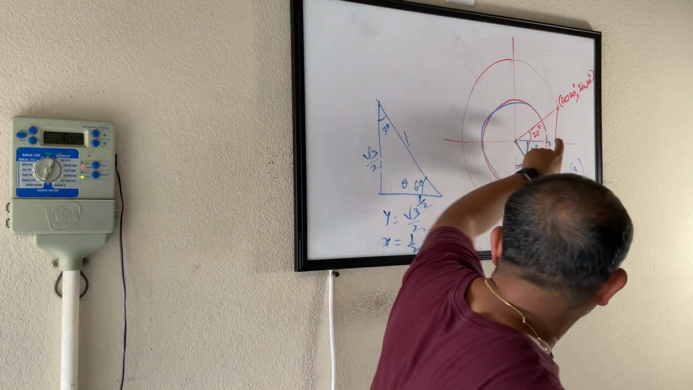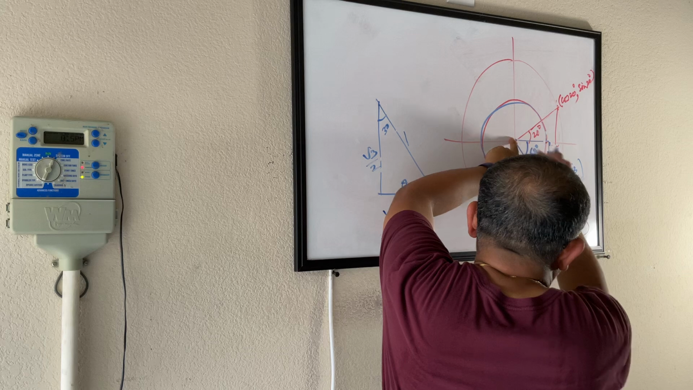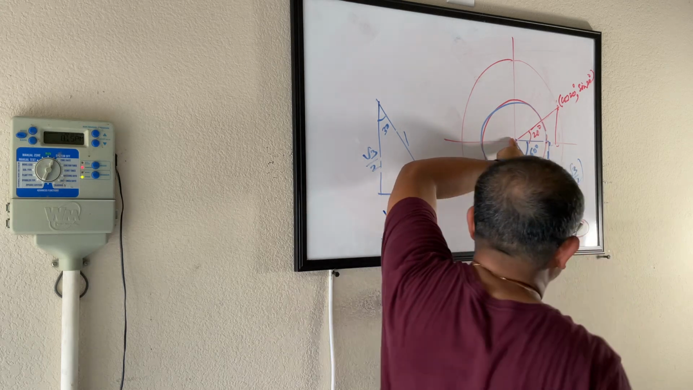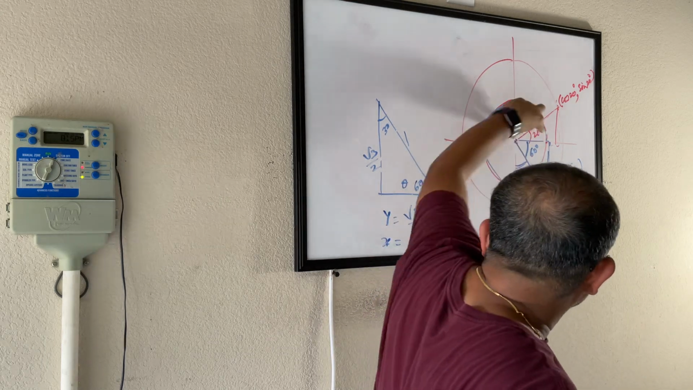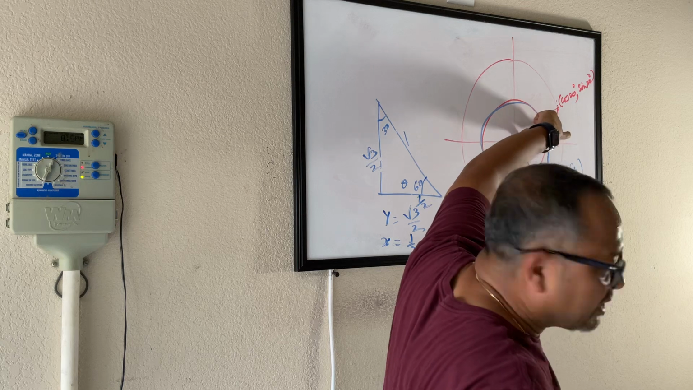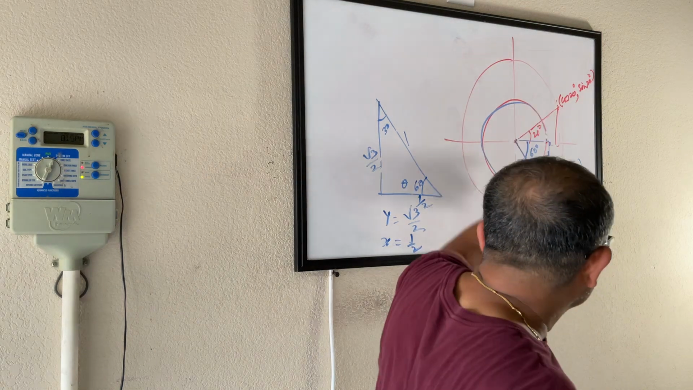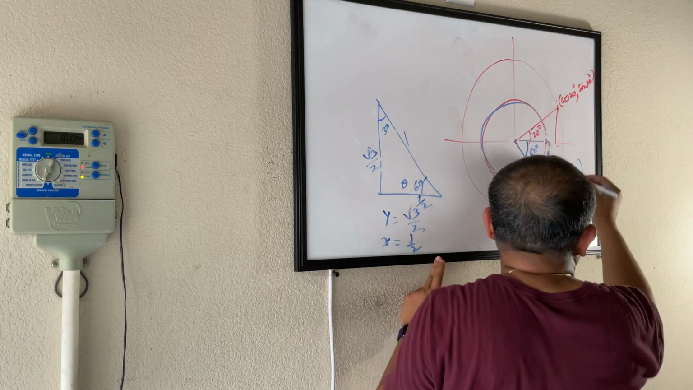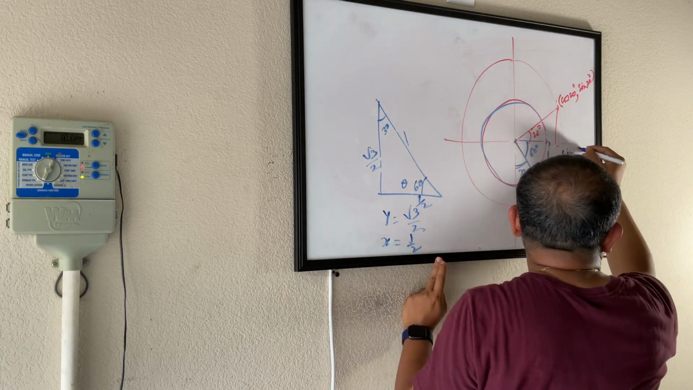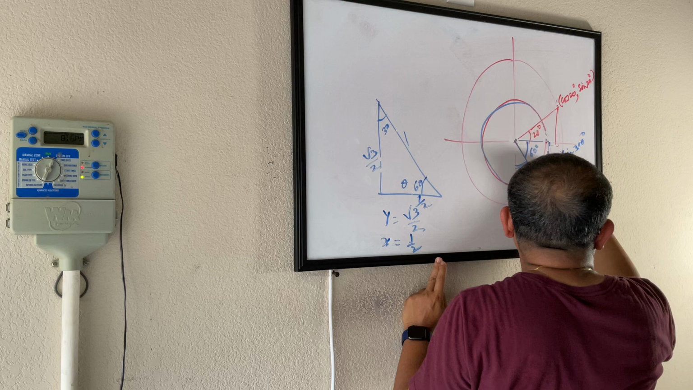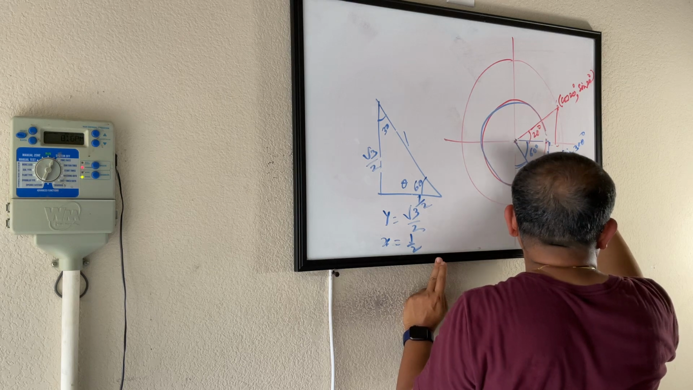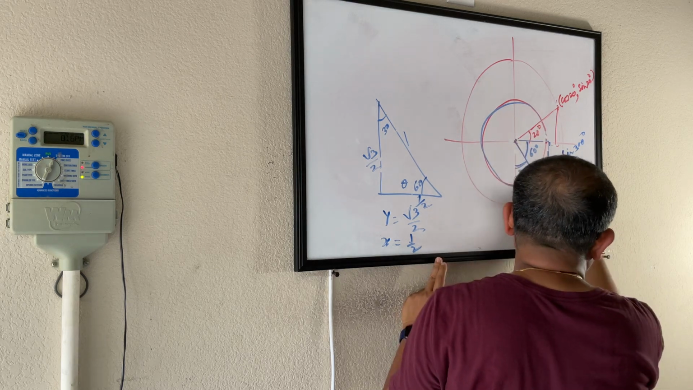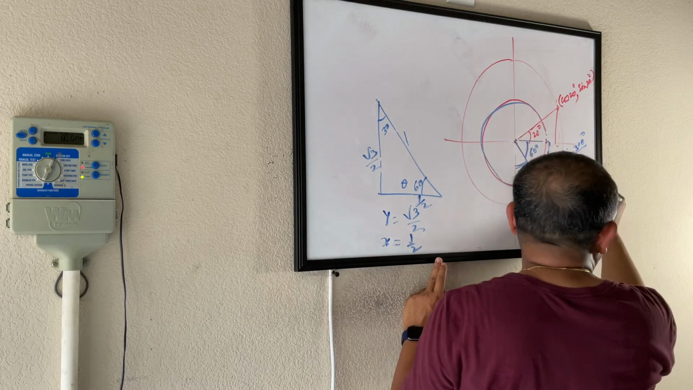Now my y is negative because it's in the fourth quadrant. I'll put a negative here. My x is still positive because the fourth quadrant still has x coordinate as positive, so I'll keep it as is. So these were the coordinates, cos 300 degree and sine 300 degree. Cos 300 degree is 1 by 2, sine 300 degree is minus root 3 by 2.